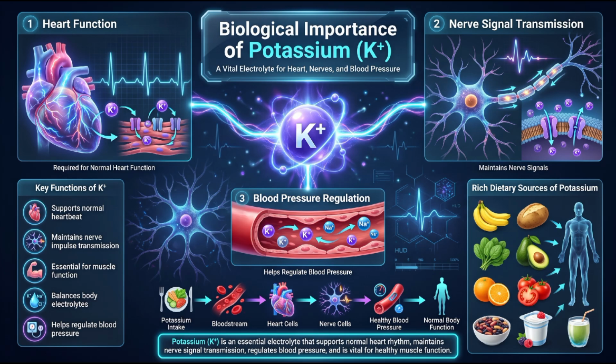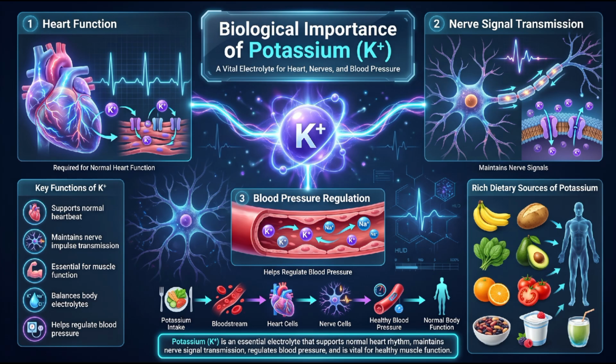During each heartbeat, potassium moves across the membranes of heart muscle cells, helping restore the resting electrical state after each contraction. This process allows the heart to beat in a regular and coordinated rhythm. If potassium levels become too low or too high, the heart's electrical activity may become abnormal, leading to irregular heartbeats known as arrhythmias, which can become life-threatening if left untreated.